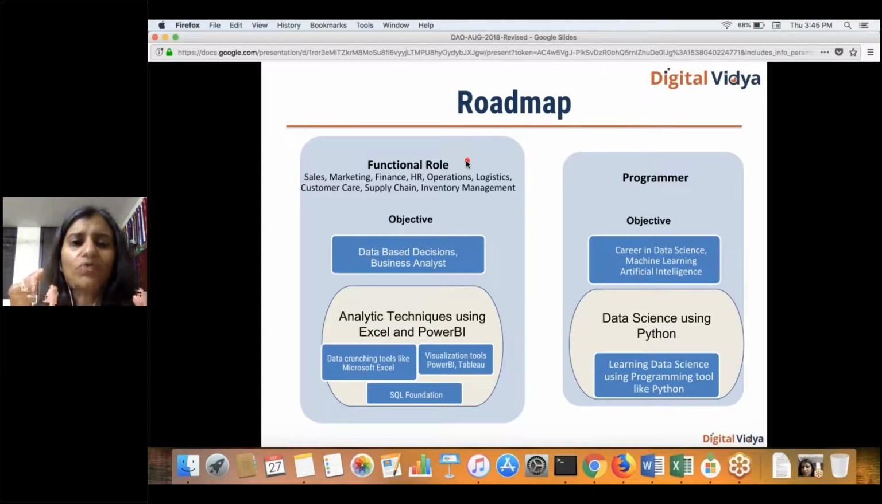And then the course for you is analytic techniques using Excel and Power BI, where you start from basic, but you get to really good, advanced analysis using Microsoft Excel. You learn 2 visualization tools, Power BI and Tableau, and you learn SQL foundation. You learn statistics. If you're a programmer and your objective is to build a career in data science, machine learning, you are looking at data science using Python.